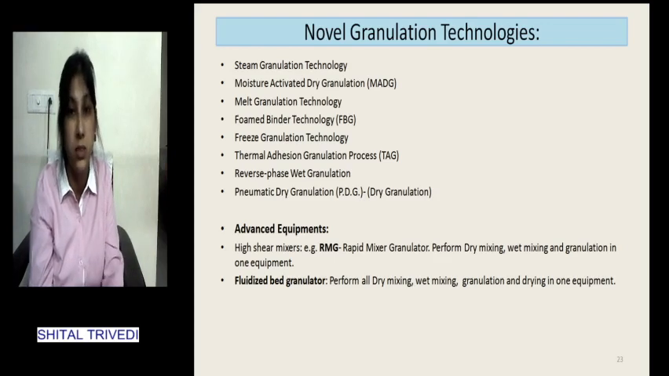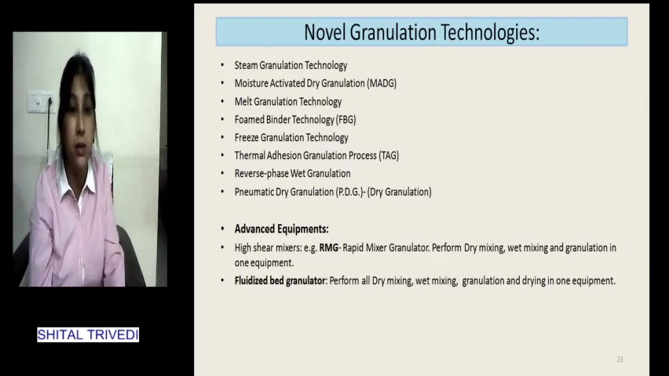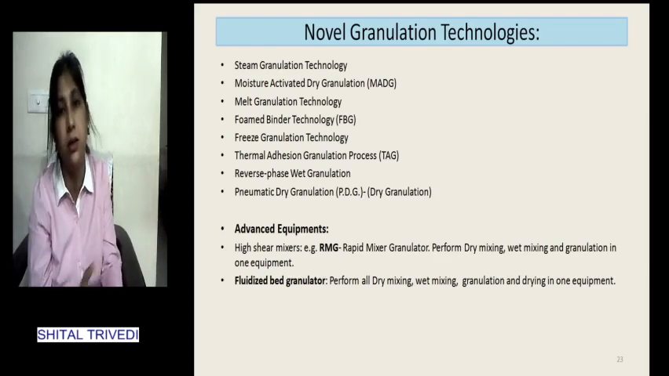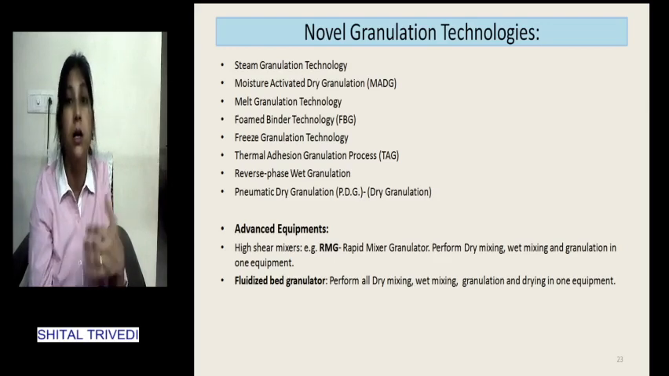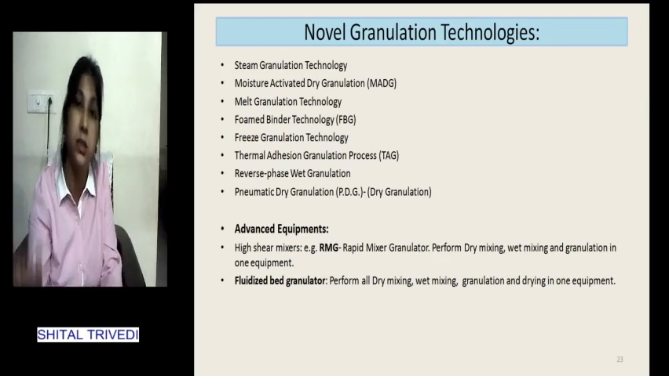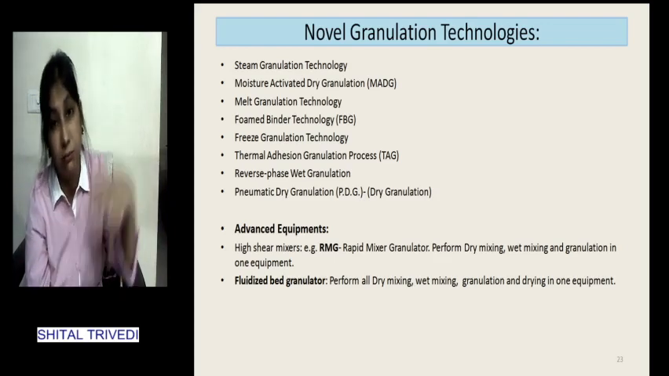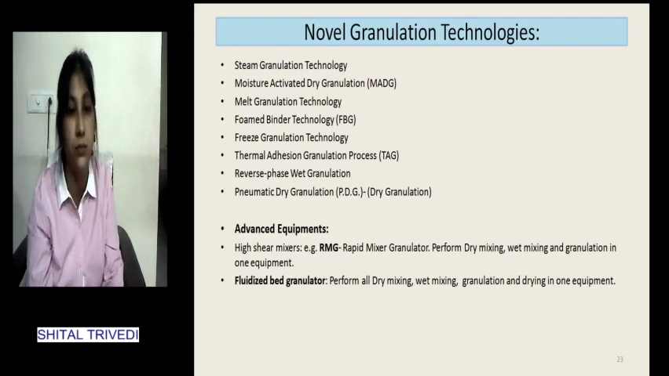Freeze granulation technology involves a freezing technique, so that is useful for heat sensitive drugs. Thermal adhesion granulation process involves heat application for the cohesion of the particles with a very small amount of liquid. Reverse phase wet granulation is a modification in the process: instead of the traditional one in which the granulating fluid is added into the dry powder, in this method the dry powder mix is added into the granulating liquid. So that is the difference.